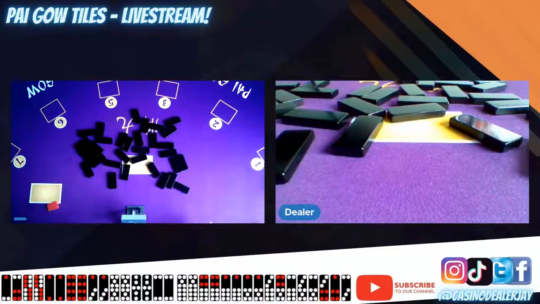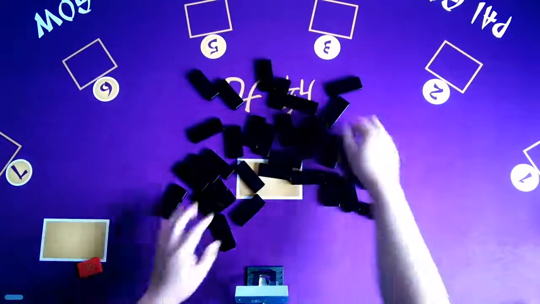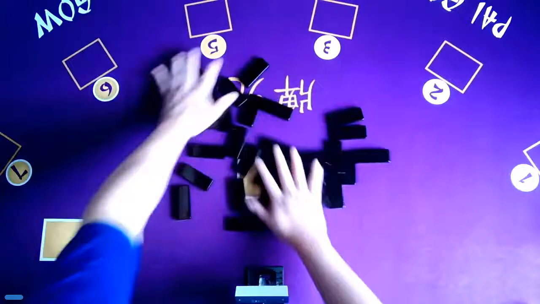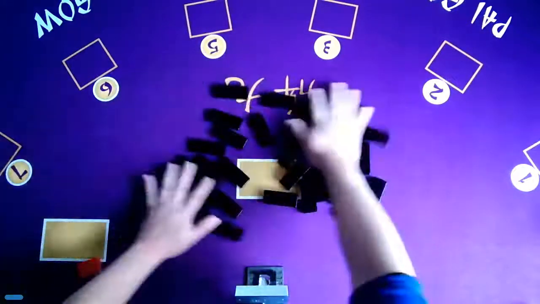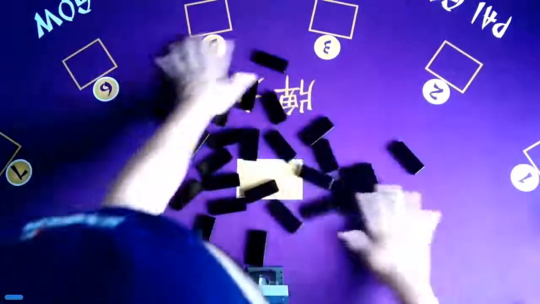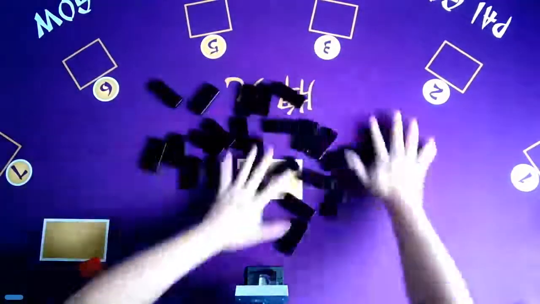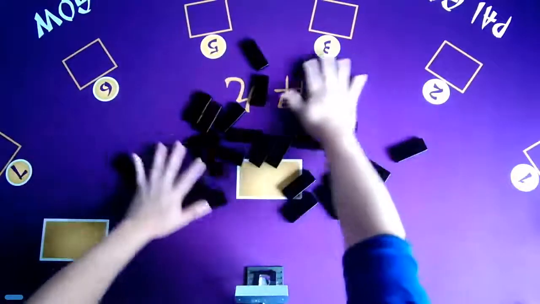So practice that until you're comfortable. And now what I do here when I'm actually shuffling, in my head, I'm thinking 15 to 20 rotations. Okay, so a rotation is like this. 1, 2, 3, 4, 5, 6, 7, 8, 9, 10, 11, 12, 13, 14, 15.